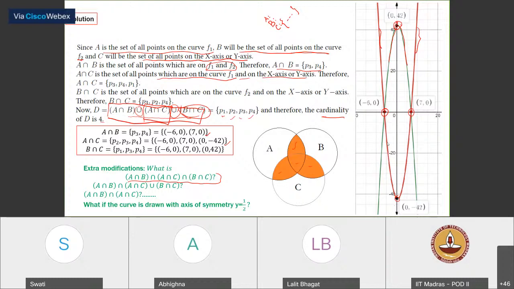One madam was telling something when I was talking about De Morgan's law. Can you tell me?